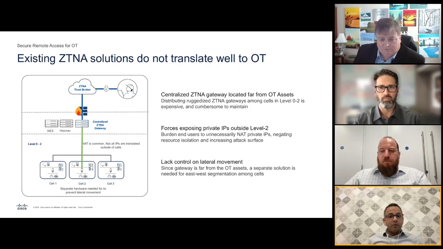And now if you start exposing those IP addresses, you're flattening the network, and you're going against the whole resource isolation that you had in place, right? So that complexity is now on the end user to make all of that happen. And then the last point is one of the key things, and I think this was Pete, you touched upon this, lateral movement, right?